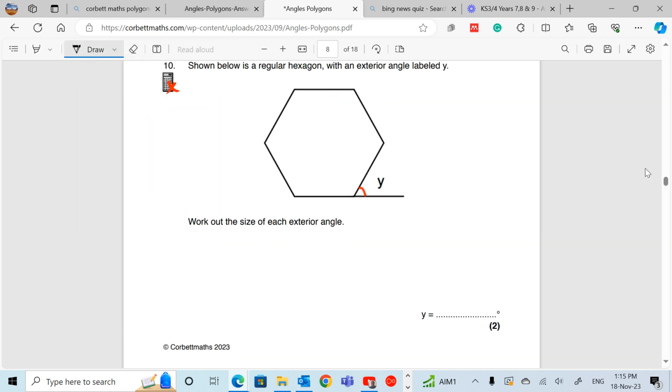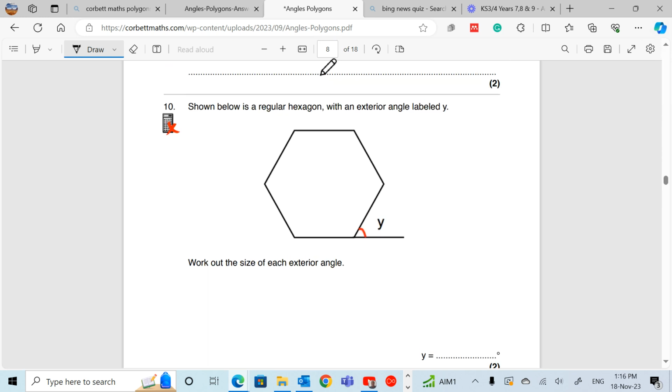So here we go. Let me just scroll down. Work out the size of each exterior angle, and you will do what? You know that in a hexagon, the sum of the interior angles adds up to 720 degrees. So you divide by 6, which we just did. And that gives you 120.